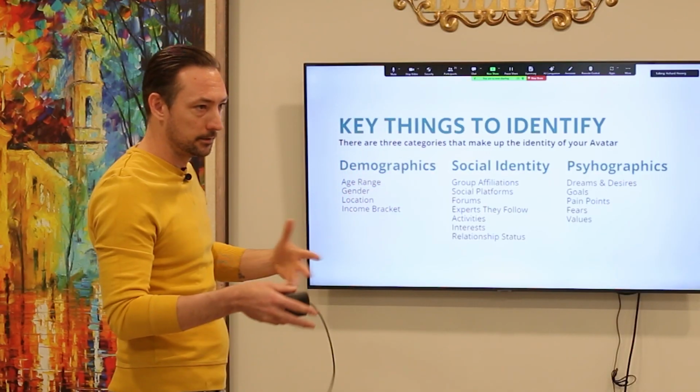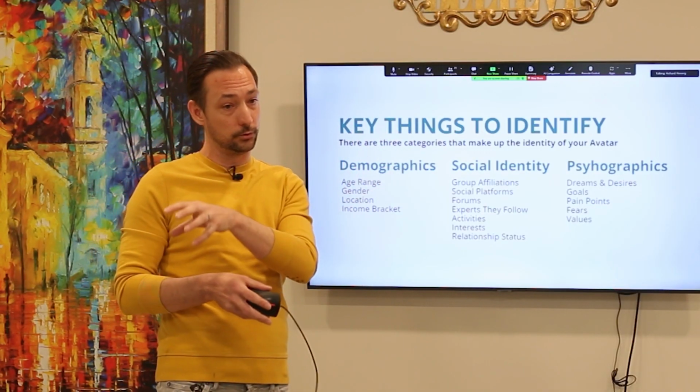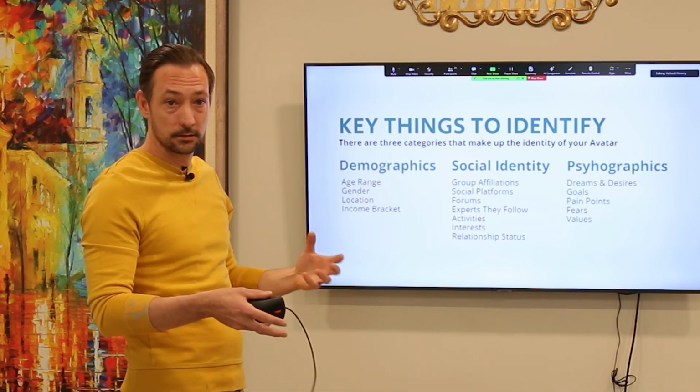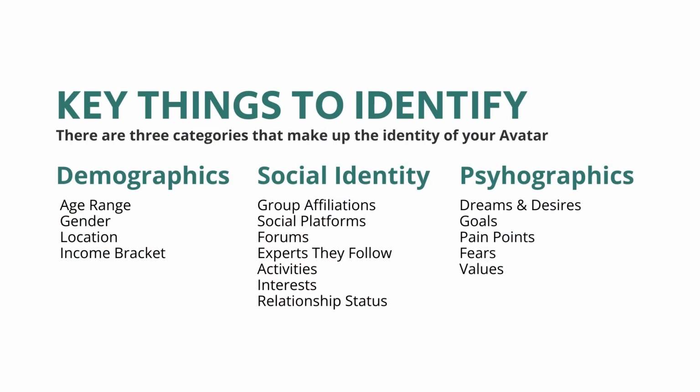Everybody feels like their situation is different. It might not be, because you can see it from the other side, but they need to feel like that's the case in order for them to want to work with you or be interested in working with you. So we break this down into demographics, which is the typical stuff: age range, gender, location, income bracket. Then we move into social identity. These are the group affiliations, the people that we like to spend our time with.